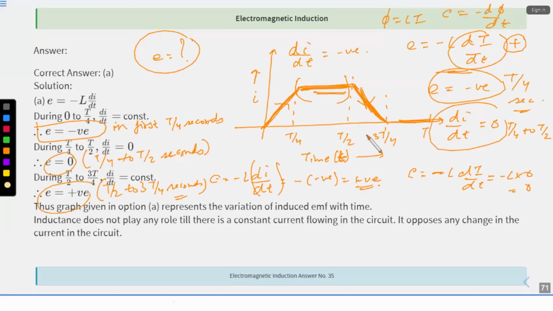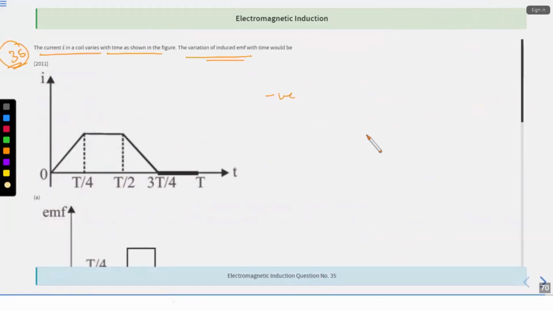Okay. And in the last section, again my current is constant. It is equal to 0, doesn't matter, but it is constant. So since it is constant, di by dt is 0. And if di by dt is 0, then EMF given by minus L di by dt will also become 0. Okay. So it would be something like this. Firstly it would be negative, then 0, then positive, then again 0. So it is negative, 0, positive, 0, something like this. So let's see which graph is like this.